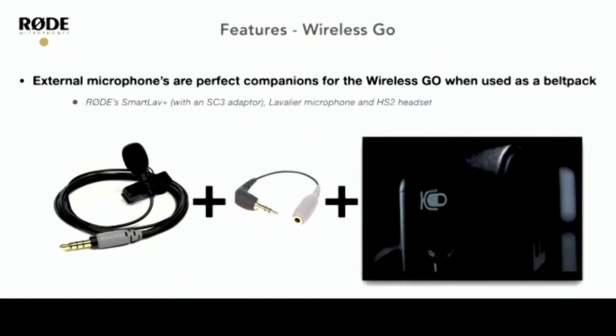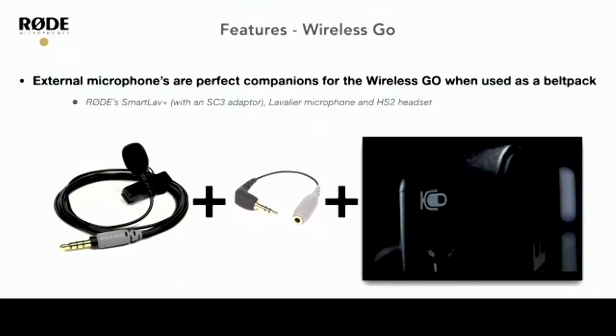But let's switch over to attaching a wired microphone to it. I purposefully showed the SmartLav Plus, and we're going to have a section on cables alone. The SmartLav Plus has a smartphone TRRS connector. And you could adapt that over with our SC3 and then plug that into the microphone jack on the Wireless Go and have a wired microphone. Now we have the Lav Go. So instead of the SmartLav Plus, you grab the Lav Go by itself.